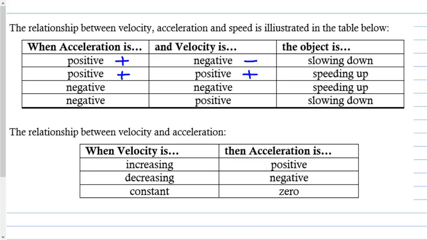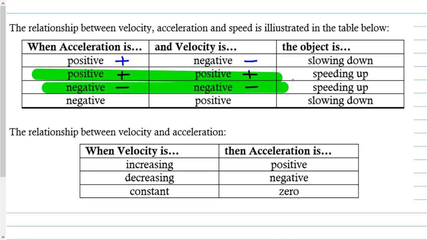When acceleration is negative, obviously there's two choices again. If velocity is also negative, so they have the same sign, again, speeding up. Okay, so basically, the minimum that you need to know is whenever the signs are the same, my object is going to be speeding up.